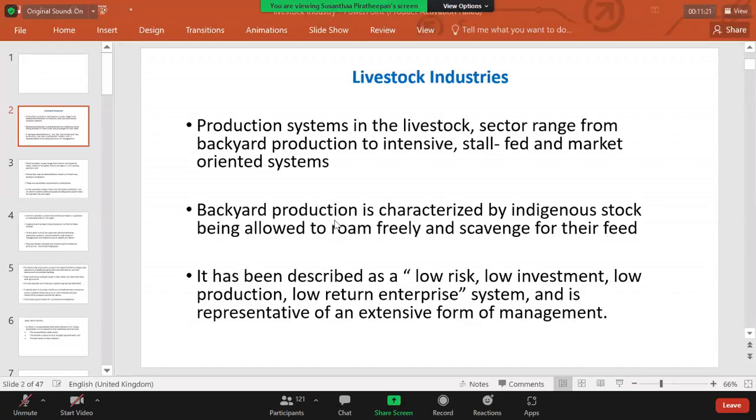Usually this backyard is for their own purpose, especially, so there is not much investment there. So low production. Production is low because of this indigenous breed. They are having this indigenous breed, and you are not selling, it is for your own purpose, so low income. Okay, and it is representative of an extensive form of management system.